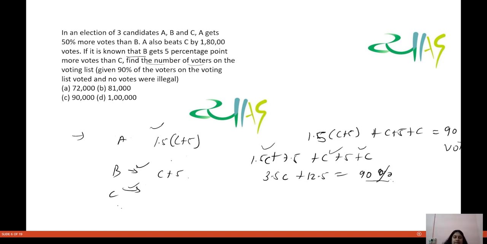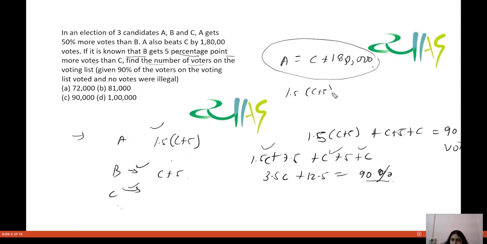Fine. And now see, we have one more condition here. What is the condition? That A also beats C by 1,80,000 votes. So A is equal to C plus 1,80,000. Now you have this: one is 1.5 into (C plus 5), one is C plus 5, and one is C. So this is percentage points, it is already given.